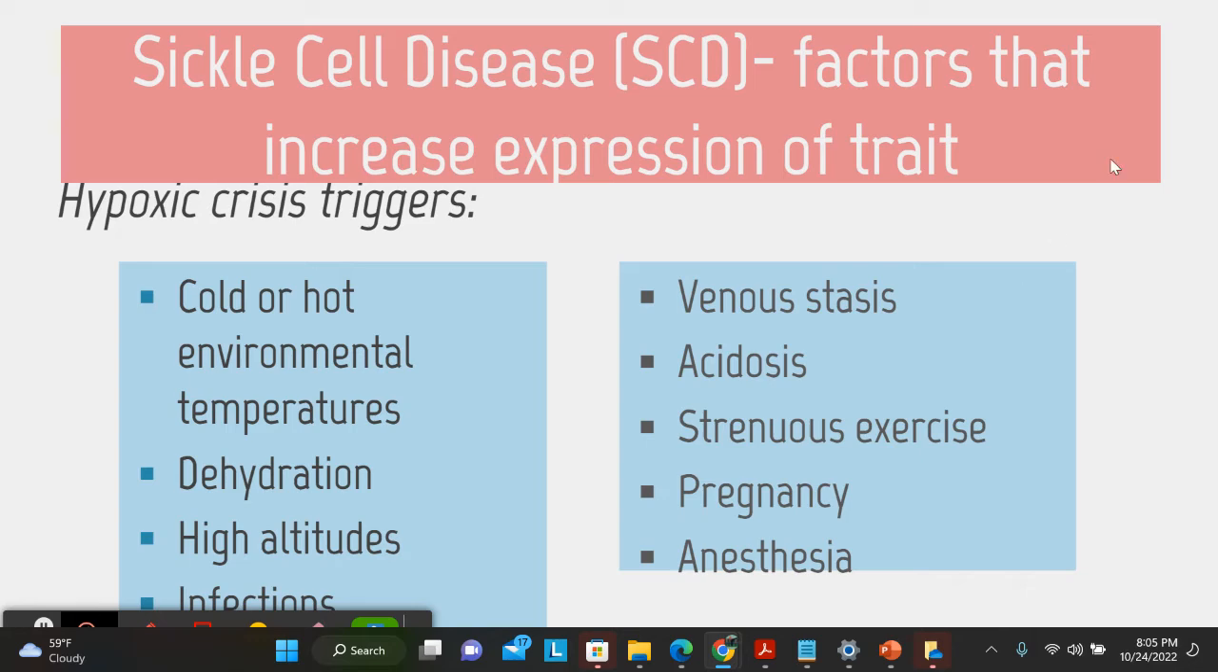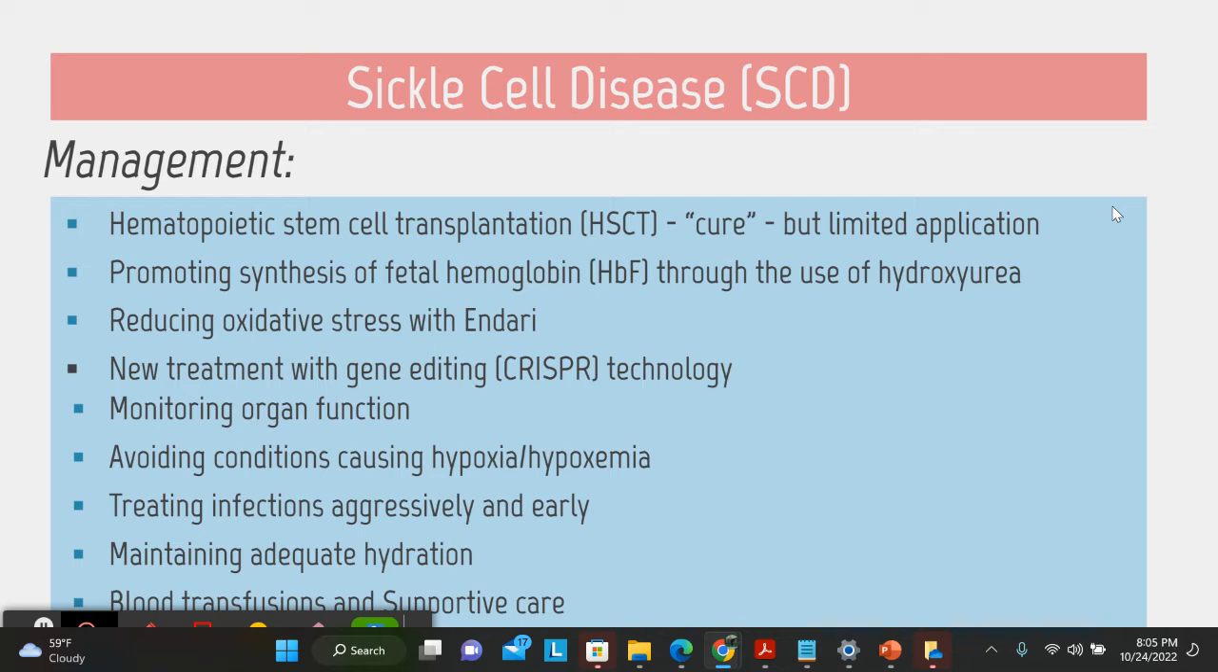Anesthesia sometimes will trigger a crisis and trigger more manufacturing of those hemoglobin S and precipitating that abnormal shape, because sometimes the hypoxia will make the gene fold, make that protein fold a little bit more, and increase the sickling. So management, what do we do genetically?